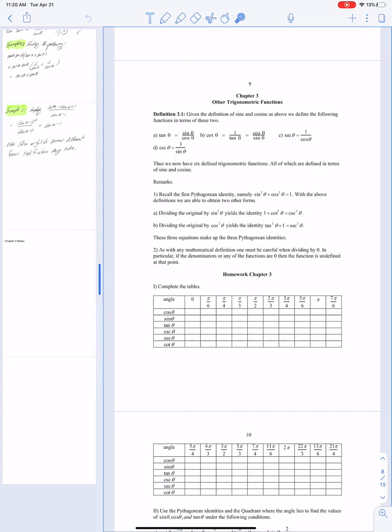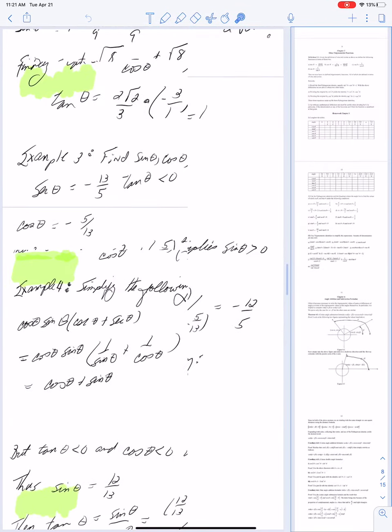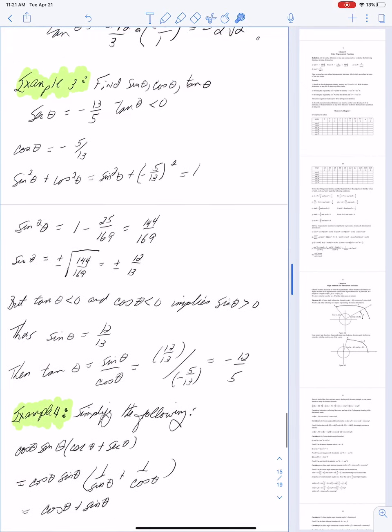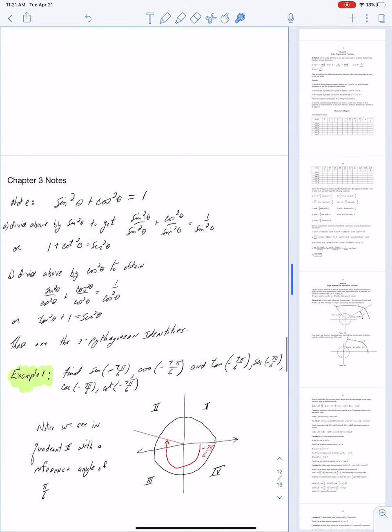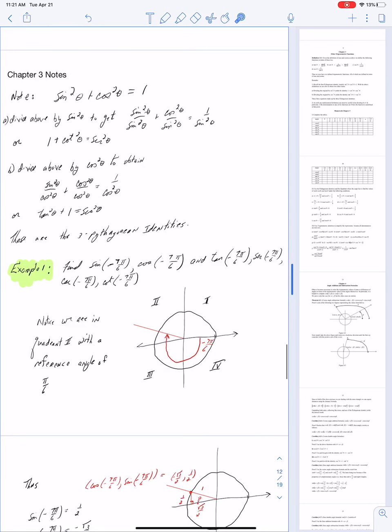All right, you should also recall that early on, since the point cosine theta, sine theta lies on the unit circle, we have what I said was the first Pythagorean identity: sine squared theta plus cosine squared theta is equal to 1. Now that we've got these new trig functions, we can take that identity and do a little algebra on it to come up with the following.